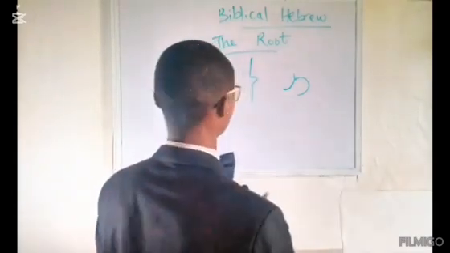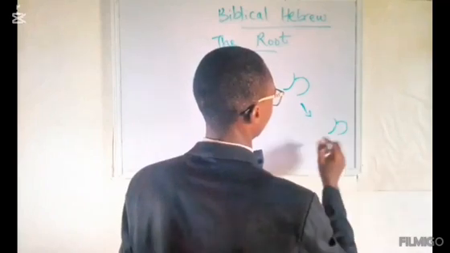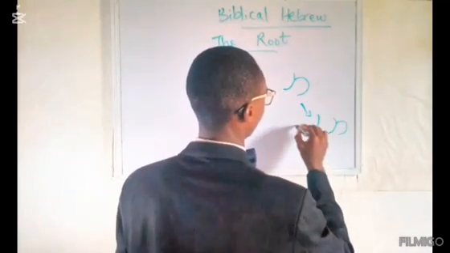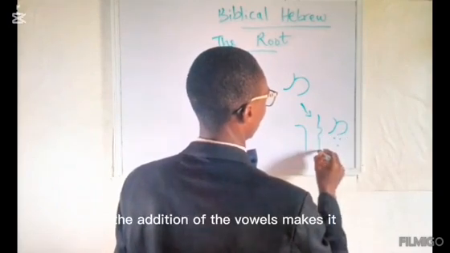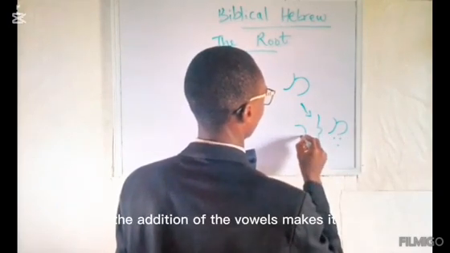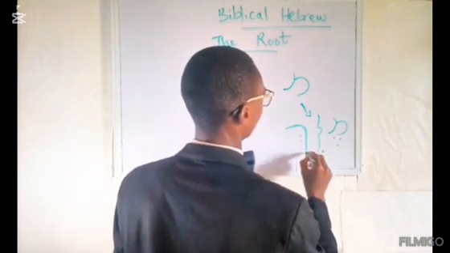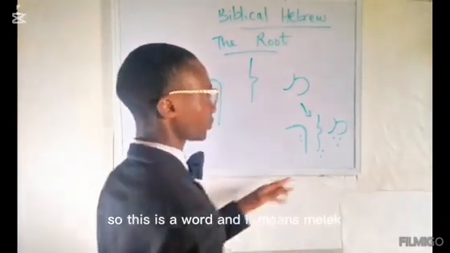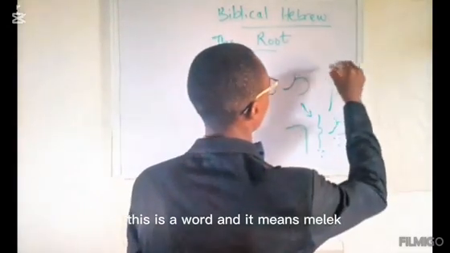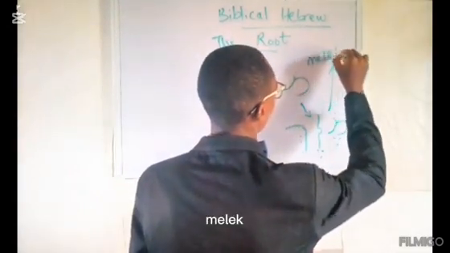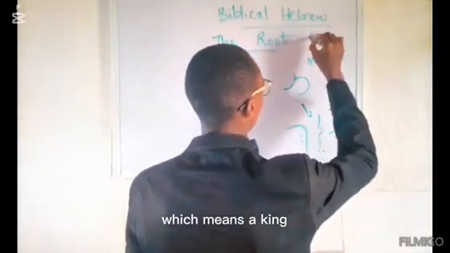Now we have mem, lamed, kaf. The addition of the vowels makes it a word, and this word is melek, which means a king.